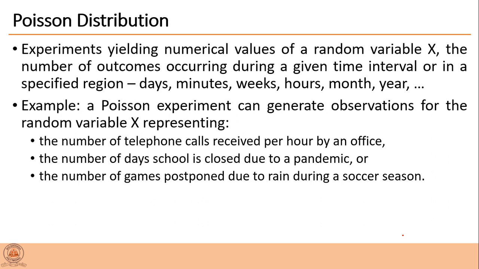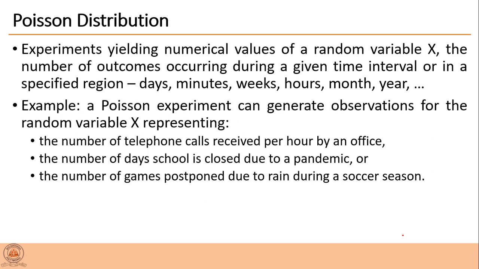Okay, so let's focus our attention on the Poisson distribution, which is also another discrete probability distribution. Experiments yielding numerical values of a random variable x, the number of outcomes occurring during a given time interval or in a specified region. So the Poisson distribution considers numerical values of a random variable that is within a time interval. So an example of these time intervals could be minutes, could be hours, could be days, could be weeks, could be months, or even a year. So these could be individual intervals for the Poisson distribution.